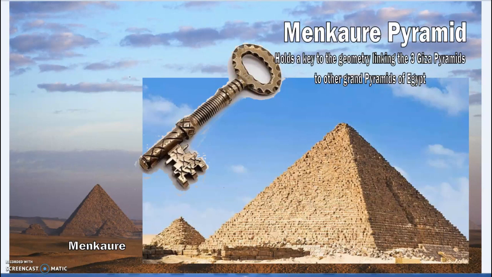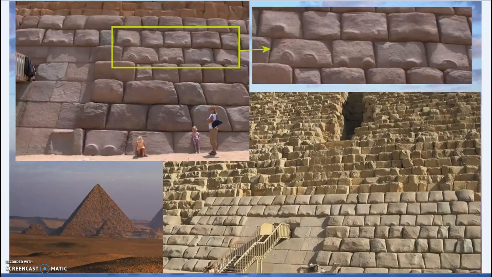But Menkaure Pyramid holds a key to the geometry which links the three Giza pyramids to the other grand pyramids of Egypt. So here are some close-up views. There we see the northern side, and with some very, very rare exceptions, all pyramids have their entrance on the northern side. This was a gash said to have been created by the son of Saladin. But also if we zoom in on these surviving casing stones, you can see where it's been almost finished and polished off, but then they never got quite around to finishing off the rest. And here we see these so-called nubs.